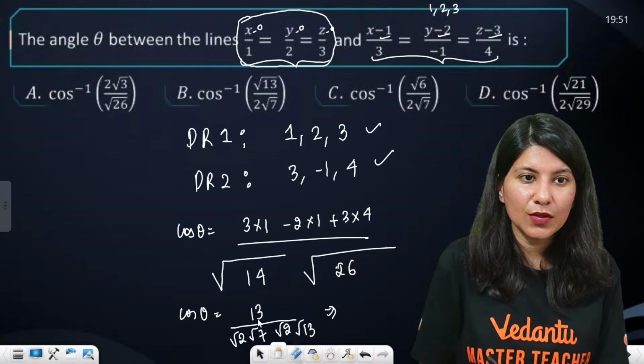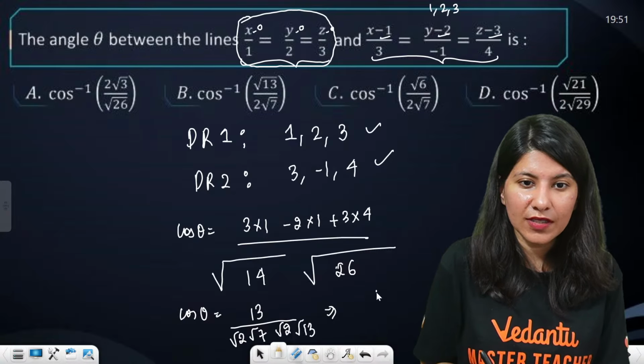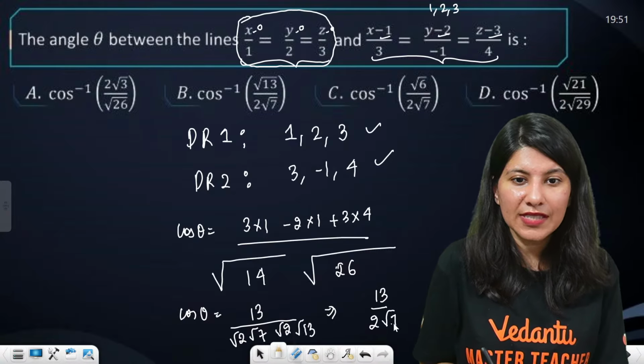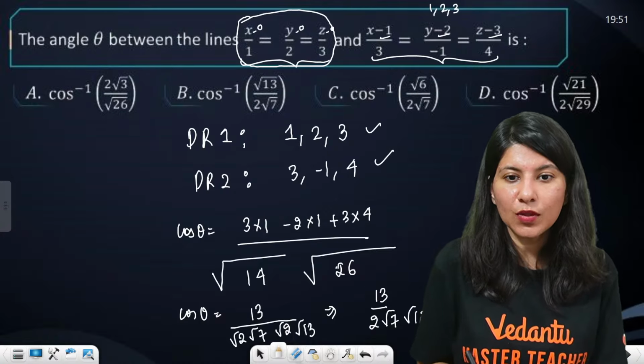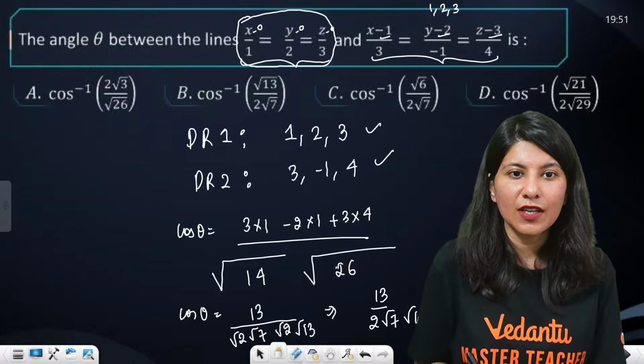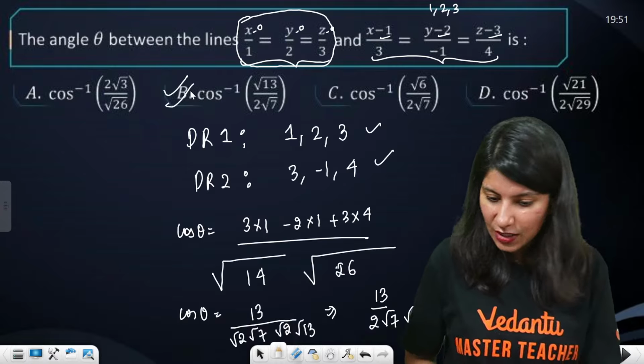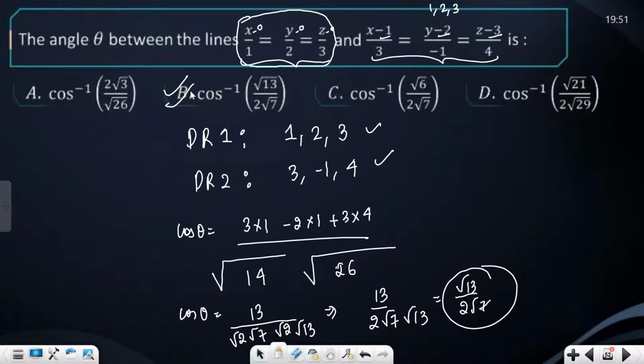Correct. So this is going to become what? 13 by 2 root 7 root 13. Or rather, it will become root 13 by 2 root 7. Root 13 by 2 root 7 is matching with option B. Have a look. Let me know.